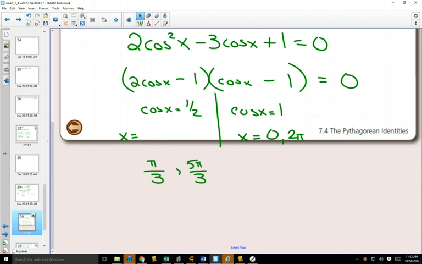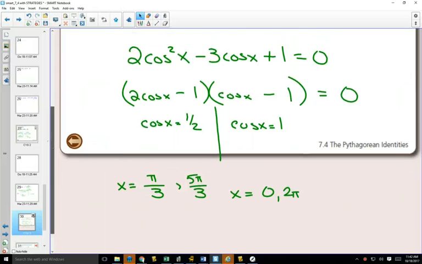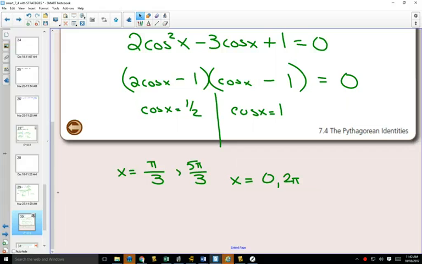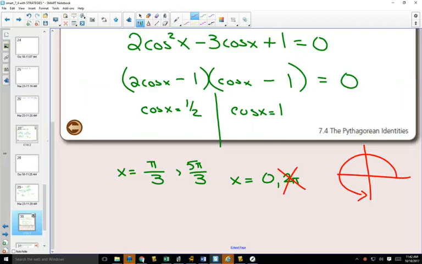I'm going to move these answers down. They don't like them on that black part. Okay. The last thing we do is we go check our domain. Was it between 0 and 2 pi? No. It was between 0 and 3 pi over 2, and 3 pi over 2 wasn't included, and 0 is. So when we go back to our answers, can you see that you can't have 2 pi? That's too far. We are just looking from here to here, from 0 to 3 pi over 2.